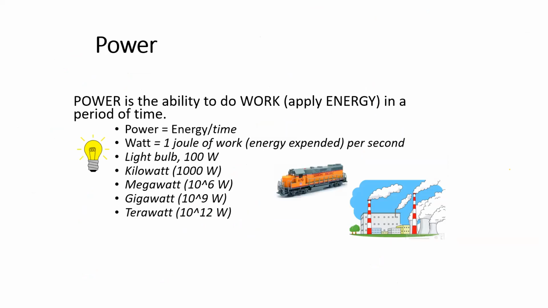So now power is the ability to do work or to apply energy in a period of time. So back to our light bulb, let's say we have a 100-watt light bulb. That's going to be 100 joules per second. 1 watt is 1 joule of energy expended per second. Now, of course, you can have kilowatts, 1,000 watts, megawatts, which is 1,000,000, gigawatts, 1,000,000,000 watts, and terawatts, trillion. And what we see is that roughly megawatts is the power of a diesel locomotive, and power stations, nuclear power stations, can be a couple to 5 gigawatts of power generated.